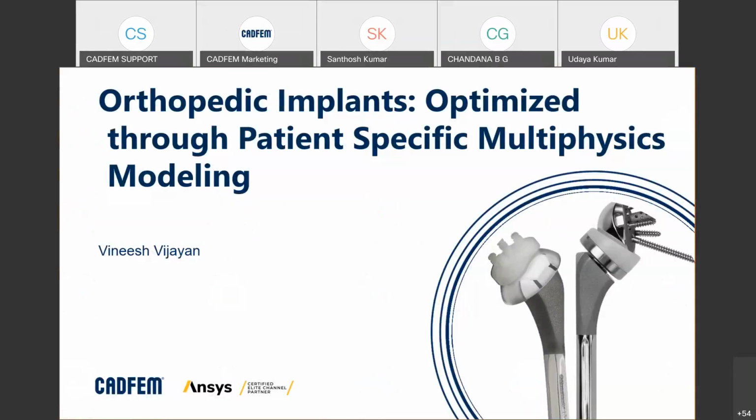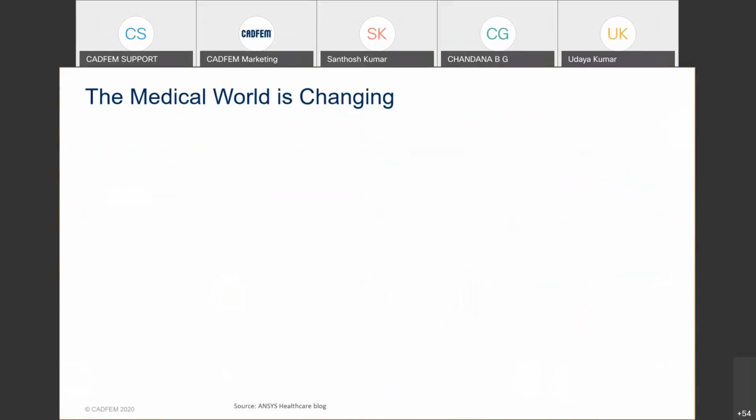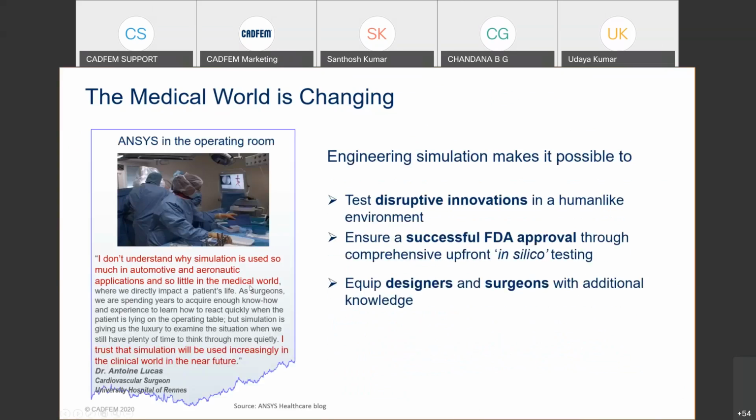So today I'm going to introduce mainly the simulation world and how it can be beneficial for the medical industry. Usually, the medical industry is changing rapidly, right? It's one of the most critical industries, and it's rapidly changing also.